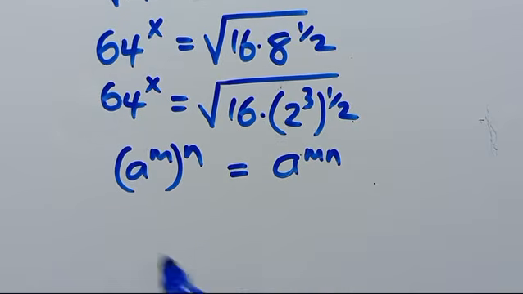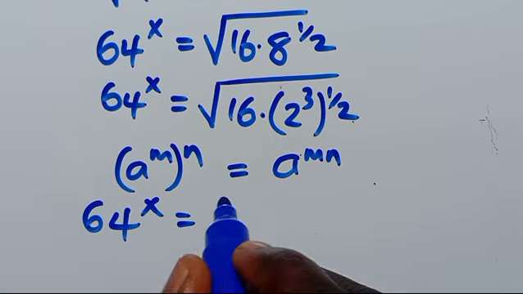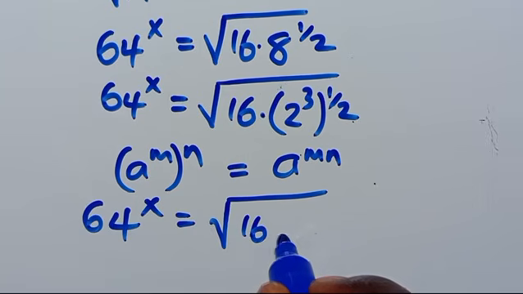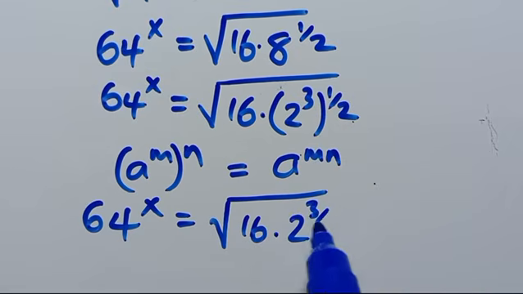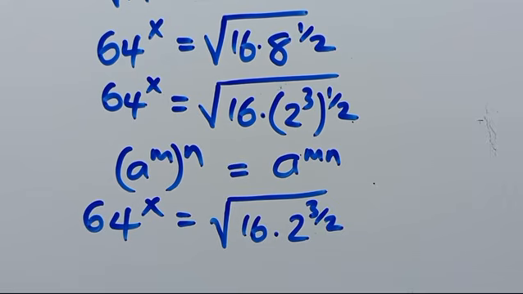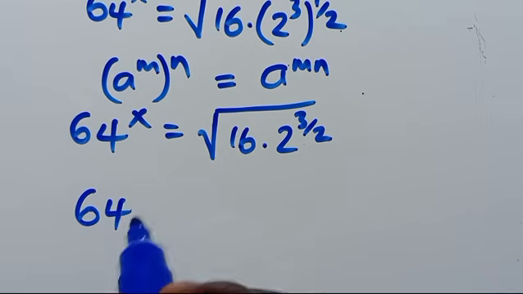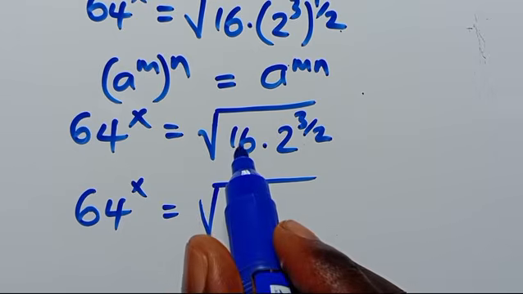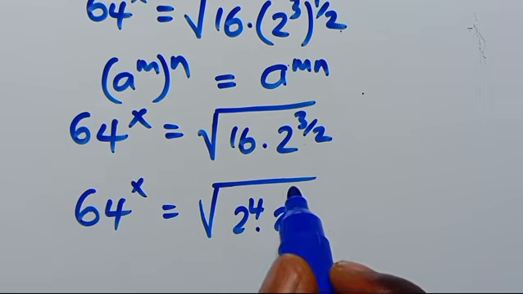So from here, we're going to have this as 64 to the power of x equals root of 16 times 2 to the power of, this will be 3 times 1 will be 3 over 2. So we have this to be 3 over 2. Then again from here we have 64 to the power of x equals, we can have this 16 as 2 to the power of 4 times 2 to the power of 3 over 2.